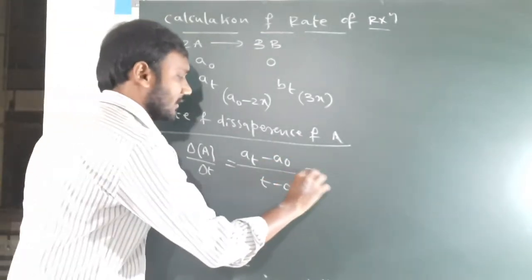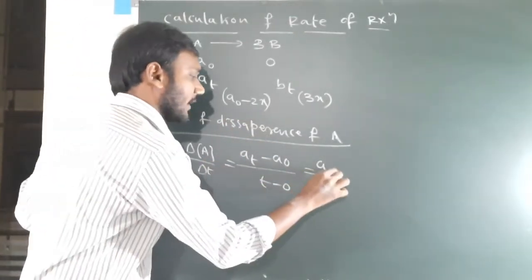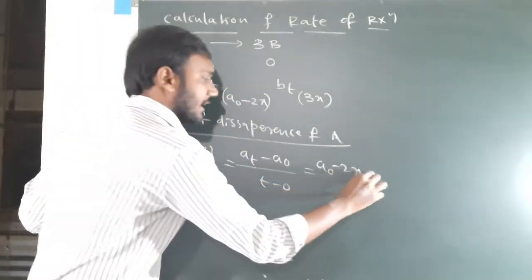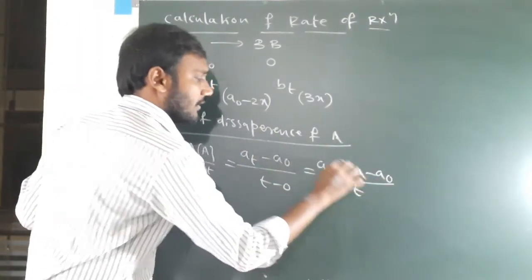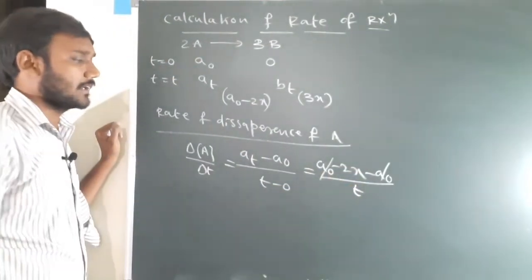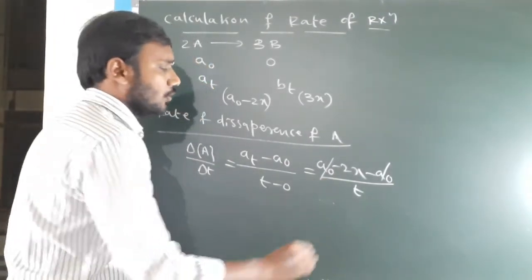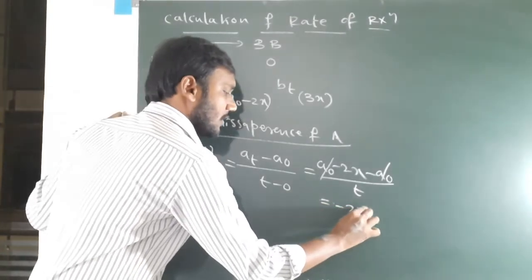Now let us discuss A at T, which is nothing but what? A0 minus 2x. And the initial concentration is again A0, divided by T. So here A0 and A0 will be cancelled. Finally, what do you get? Minus 2x by T.